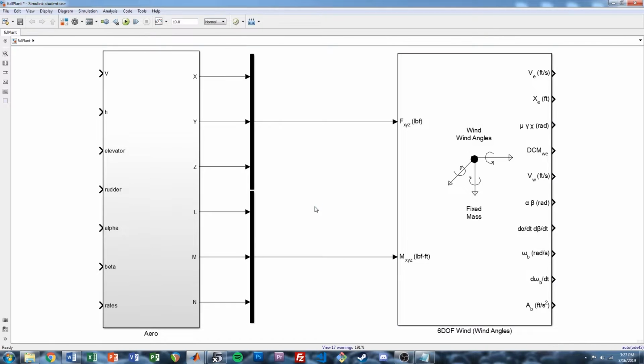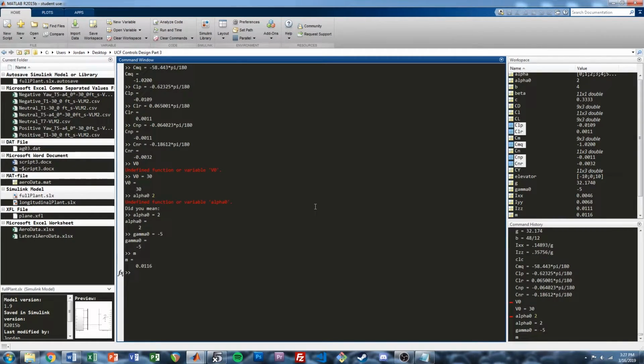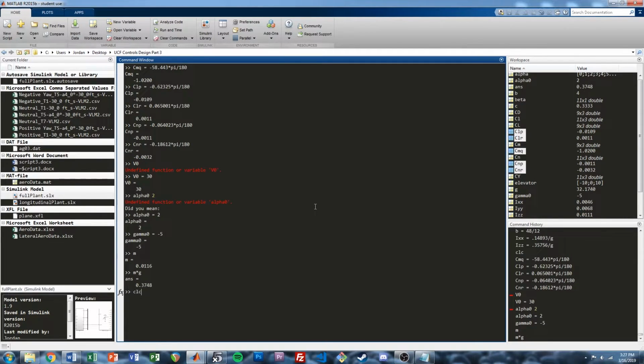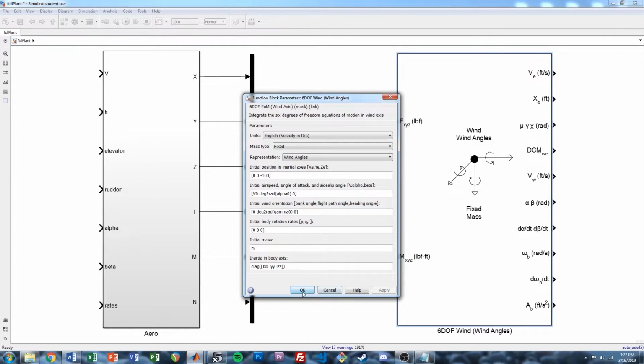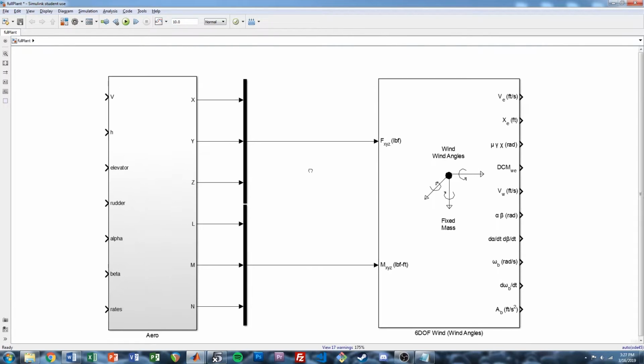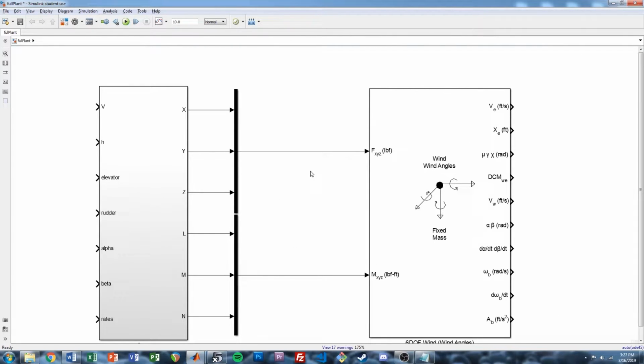So let's see if we have everything we need in the workspace. I think we do. We have mass defined? We do. Yeah. All right, so that's looking good. There's one other force we have to take into account, and that's gravitational force. So in the 3DOF block, it has an internal signal to generate gravity, or the force due to gravity. But in the 6DOF version, we have to create that for ourselves. So I'm just going to go ahead and preemptively add a summing block here.